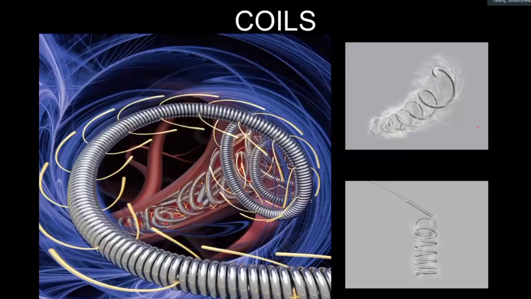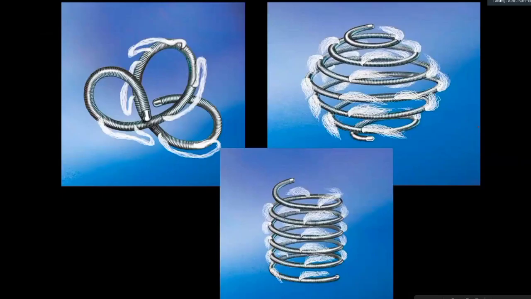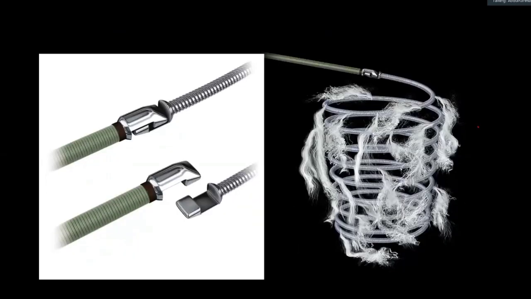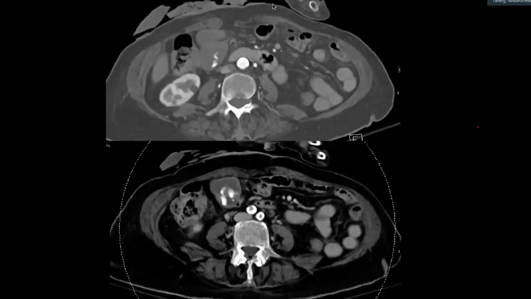Coils. You need to recognize what coils look like on plain films. Coils cause thrombogenesis within a vessel, to give a very simplified version. They can be covered in these fibers to promote thrombogenesis.